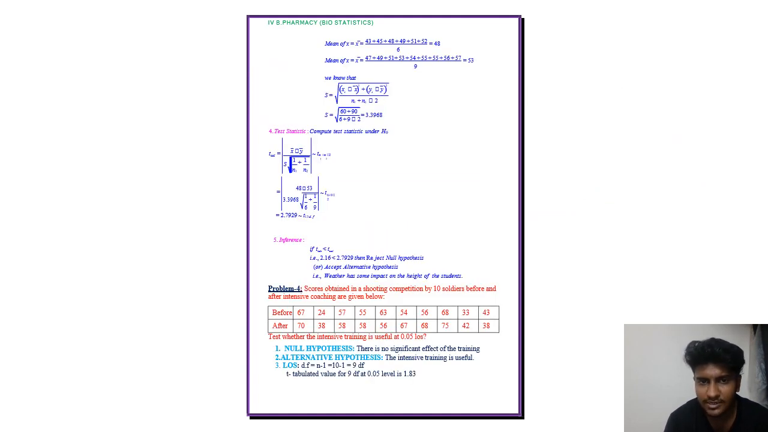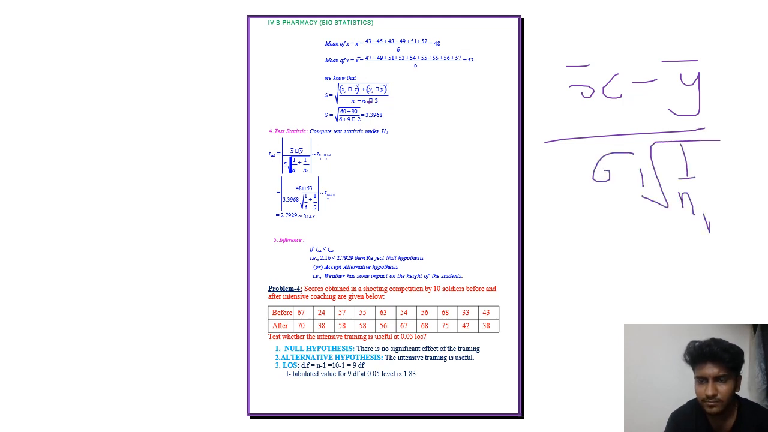So this is a formula that you can apply: sum of x minus x bar the whole square plus sum of y minus y bar the whole square, upon n1 plus n2 minus 2. This is the formula for standard deviation, and for t-test it is x bar minus y bar upon sigma times square root of 1 upon n1 plus 1 upon n2. Okay, this is the formula for two sample t-test.